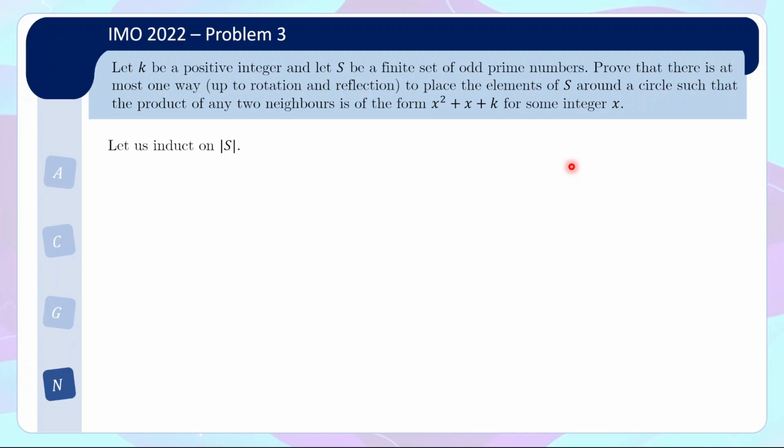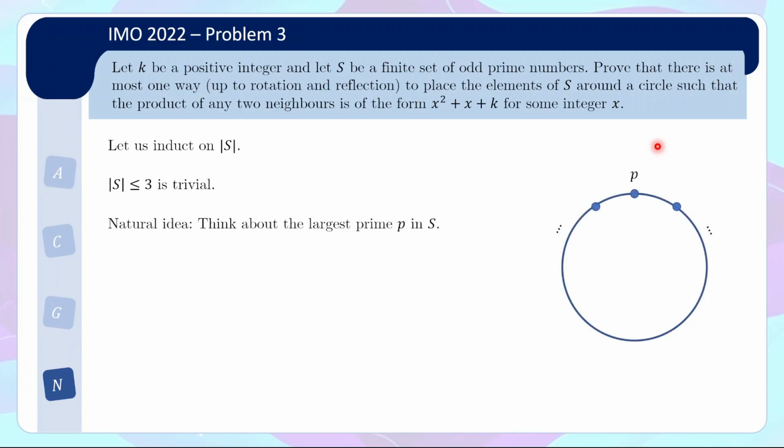So let us induct on the size of S. For the size of S less than or equal to 3, of course, there's at most one way to put 3 numbers or fewer around a circle. So we don't even need to care about this condition. So the case of size of S less than or equal to 3 is trivial. And the natural idea to use induction is, let's think about the largest prime inside S, and maybe you can remove it and reduce it to a smaller case.